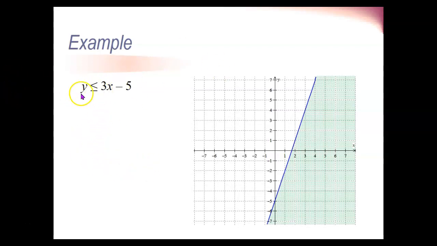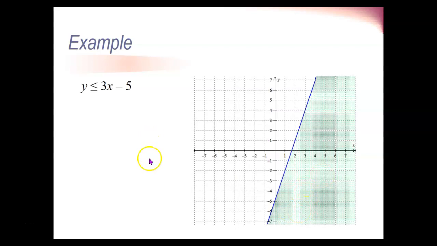Now, since this is solved for y, it says y is less than or equal to 3x − 5. I can say we want to be below the line. The further down you go, the smaller the y coordinates get. So if we want our y coordinates to be less than what they are on the line, we're looking at points below the line. So shade everything below that line.